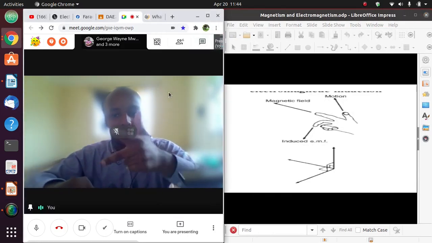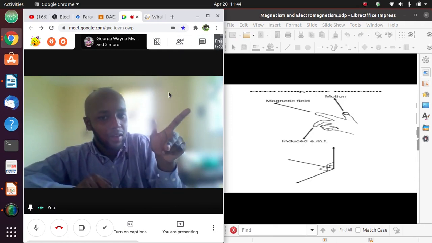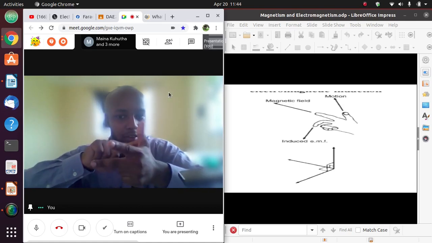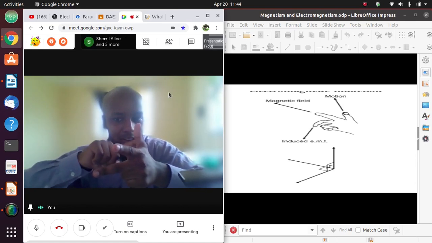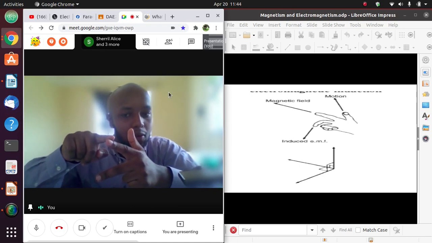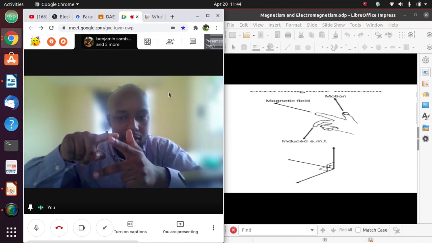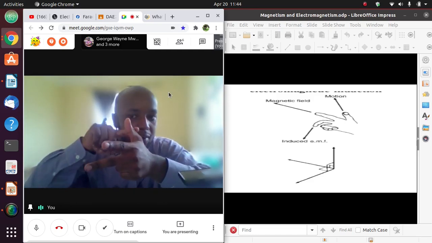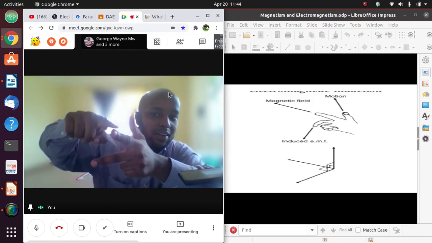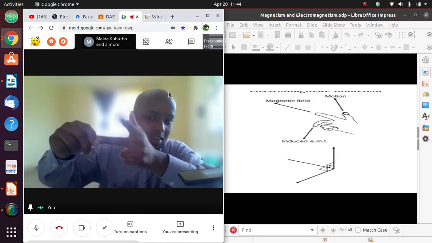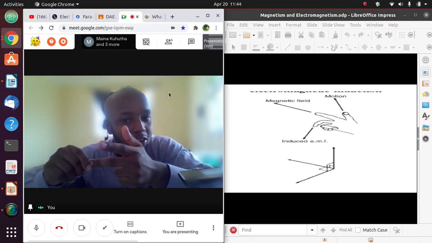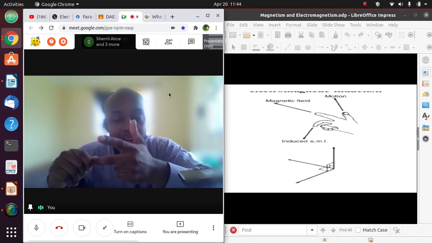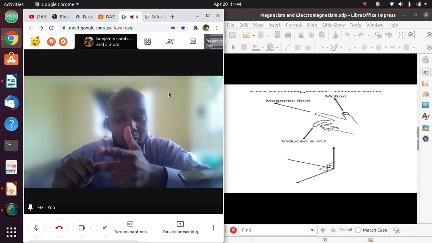Now, as I was saying, you have your fingers at right angle to each other. You can do this with me. The thumb will indicate the direction in which the conductor is cutting the magnetic field. The first finger will indicate the direction of the magnetic field. Now, this finger will indicate the direction of the induced EMF. If you have the direction of the motion of the conductor and the direction of the magnetic field, then the second finger will indicate the direction of the induced voltage. Okay? This is an alternative way of determining the direction of the induced voltage.